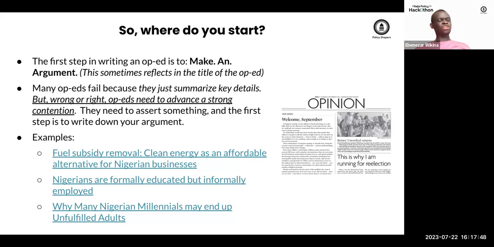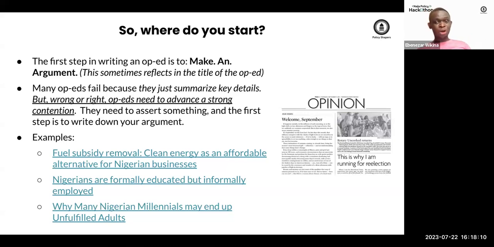Most times when op-eds are not making an argument or pushing forward a particular point or ideology, they end up just being a summary piece where they're just saying, this is what happened, this is what this one is saying, this is what that one is saying. And that's how journalists often write, actually. I used to work in the media space for quite a while. If you're telling a news story, you're balancing, saying this guy said this, and this one said this, and this is what's happened. You present that to the audience and let the audience make their decision.